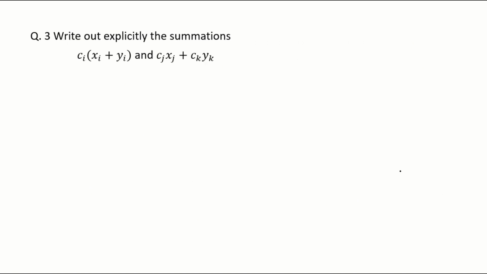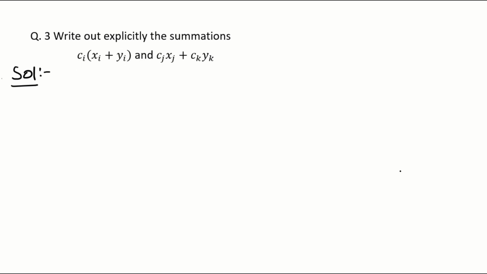Now next, come to the third question. Write out explicitly the summations. Now we have to write this summation. This is already given by using Einstein summation convention. For this question you have to expand this expression. In the previous question we had the expansion and we had to write it using Einstein summation convention, but here the question is opposite. We have to find the expansion, right?